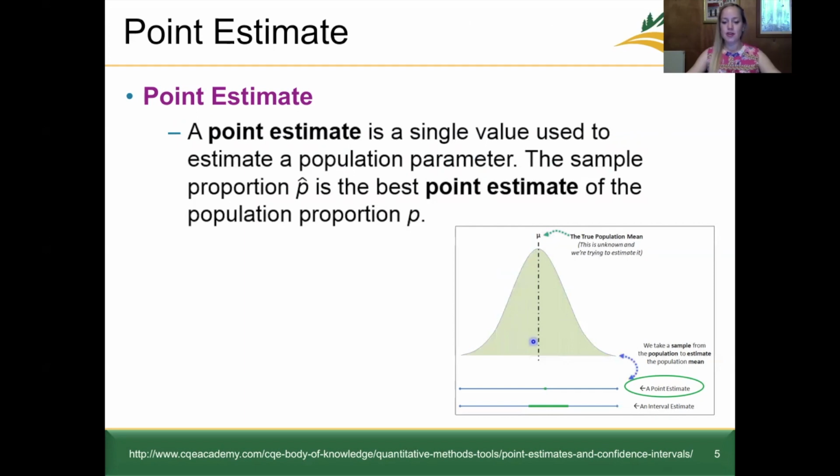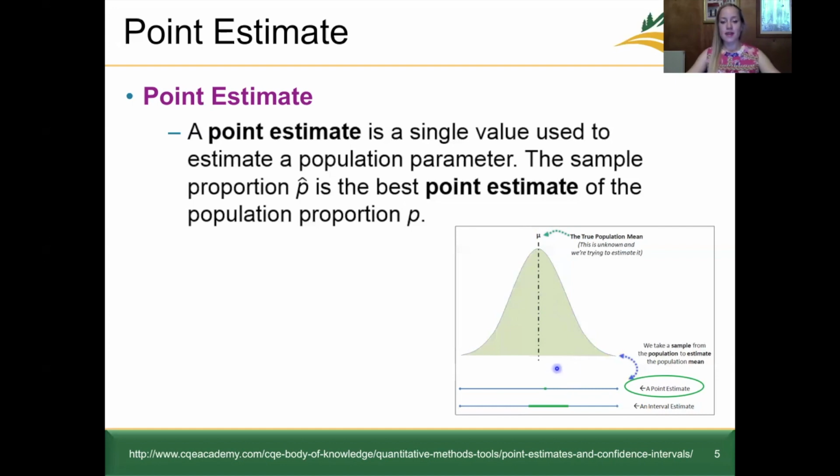In this image here, we have a distribution that looks symmetric and bell-shaped. We know the middle of our distribution will always be our mu, or our mean. The mu represents the entire population mean. So if we want to estimate a population mean, for example, we could take a sample from the population, and then the mean that represents just that sample is considered a point estimate.